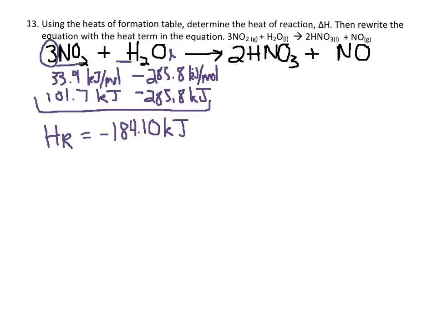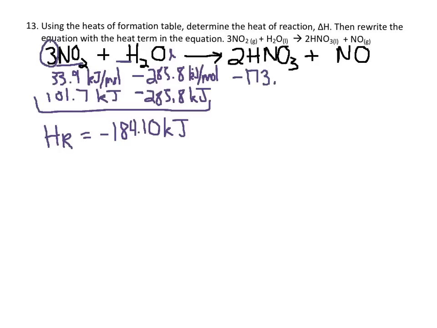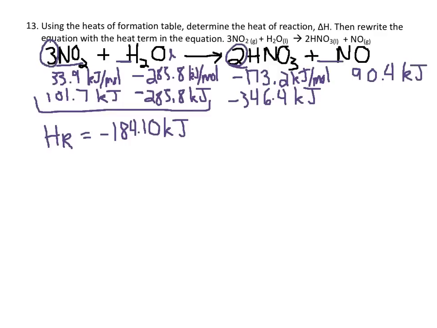Okay, now for the products. Find HNO3 on the sheet, and it's negative 173.2 kilojoules per mole. And then multiply it by 2 because that's this coefficient. That gives us negative 346.4 kilojoules. Then find NO on your table, and it's 90.4. There's no coefficient, and so you multiply it by 1, so 90.4.